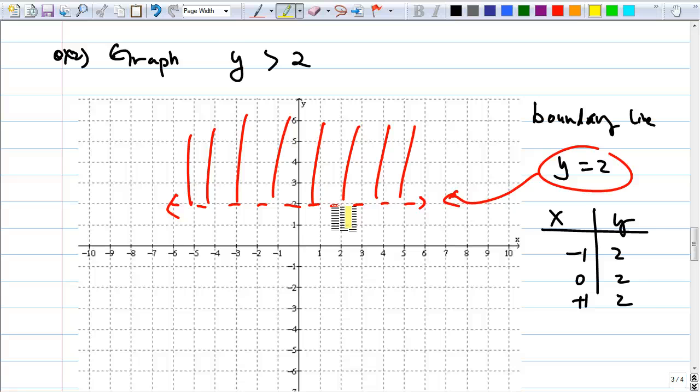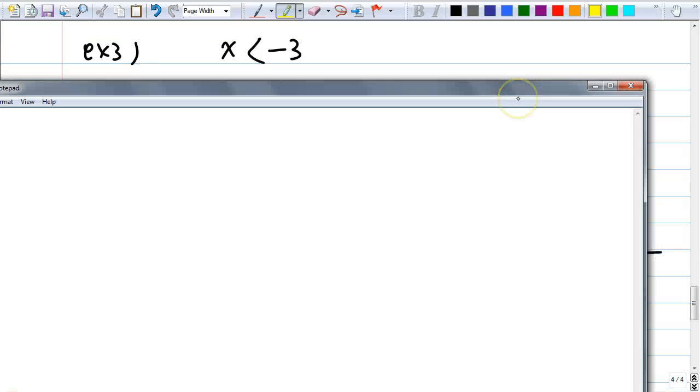Let's look at example 3 then. Go ahead. Try example 3 here. Now, this one's a little bit different. It says x is less than negative 3. Okay. So what would you do on this one here? Go ahead. Everybody try. So, okay, William, what should I do on this? What's the equation of my boundary line, first of all? X equals negative 3 is correct.